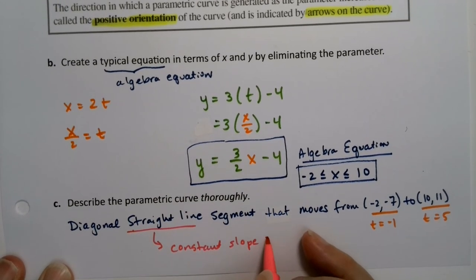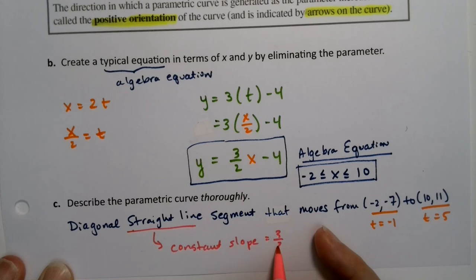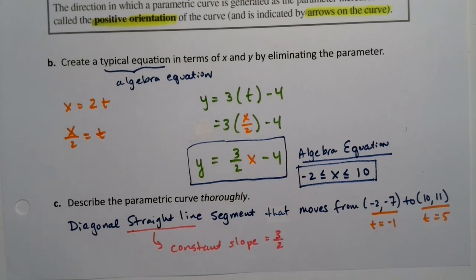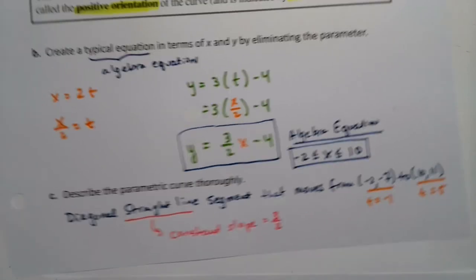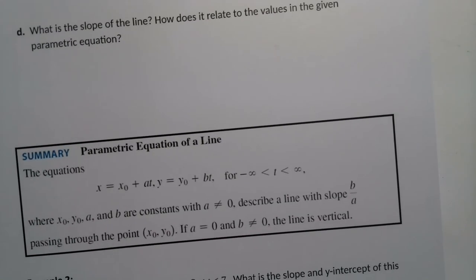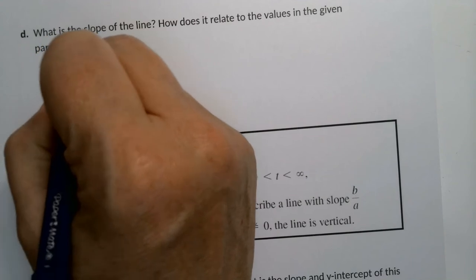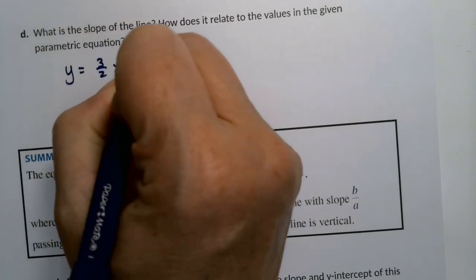Which was equal to 3/2, right? That constant slope means it was a line, which is actually our point for the next page, because it asks us, what is the slope of the line? Well, okay, again, really quickly. It was y equals 3/2 x minus 4.